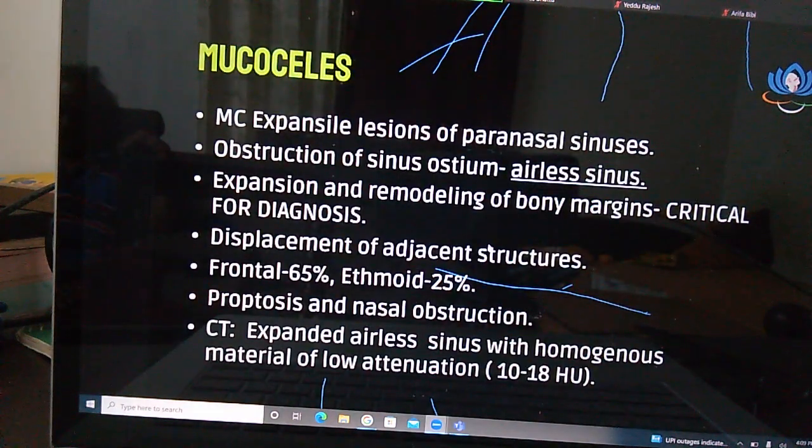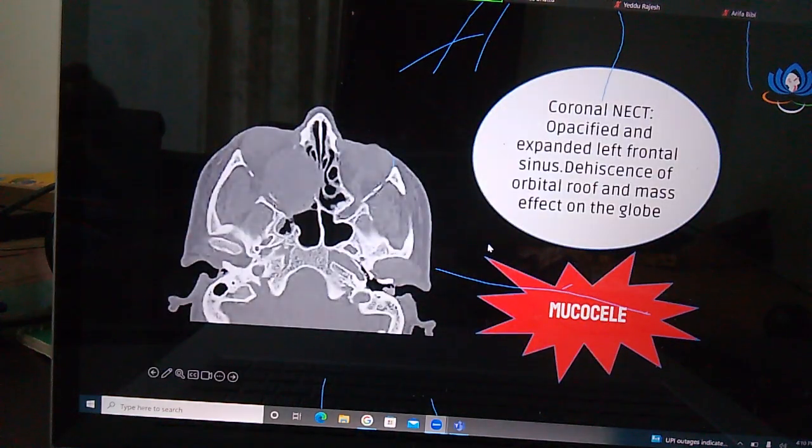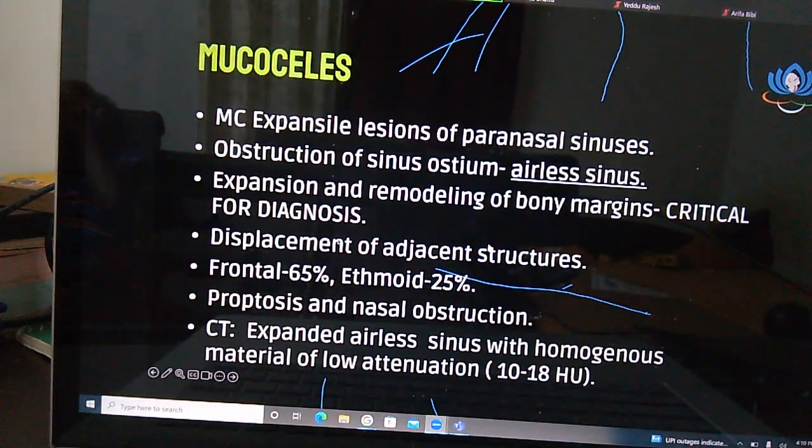Mucoceles are nothing but expansile lesions of the paranasal sinuses, mainly due to obstruction of the sinus ostium. Okay, so the airless sinus. That's where the mucus starts collecting and expanding. Expansion and remodeling of the bony margins is critical for diagnosis. I showed you, there is expansion and remodeling of the bony margins. So we need to remember that, and displacement of the adjacent structures.